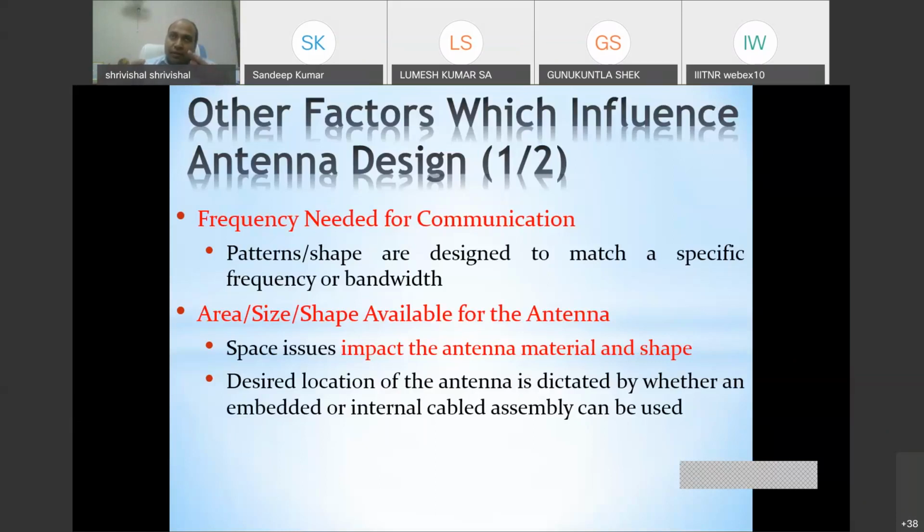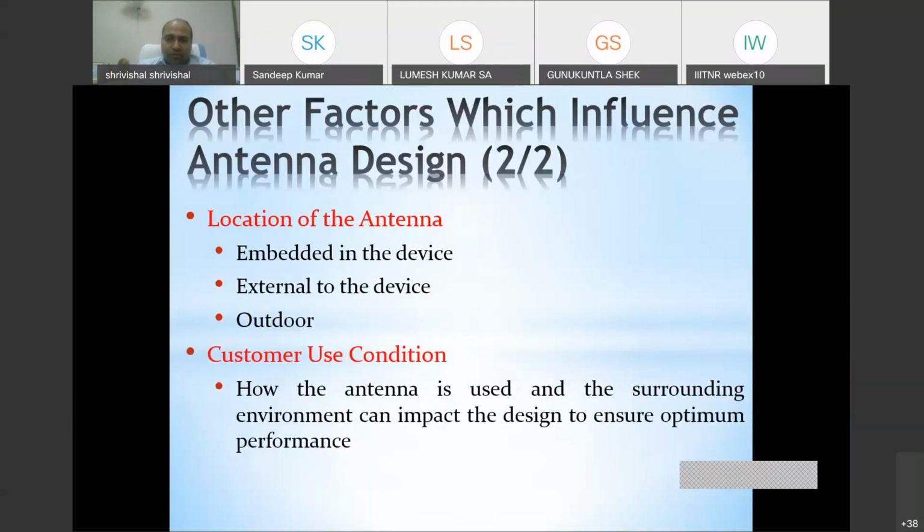So again, the takeaway from this example is that even at the same frequency, we have to be selective in terms of application requirements, because based on the shape and the places where I put those antennas, the antenna needs to be designed accordingly. So these are location-specific antenna systems. That's why I categorized them into the four product categories at the start of this discussion. So the location of the antenna, embedded, external, and outdoor conditions need to be taken care of. Then the customer use conditions: what are the customer-specific requirements related to the application? Those also need to be taken care of when you're designing a system, because you're looking for optimal performance.